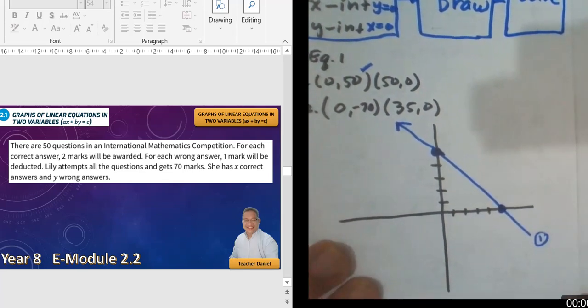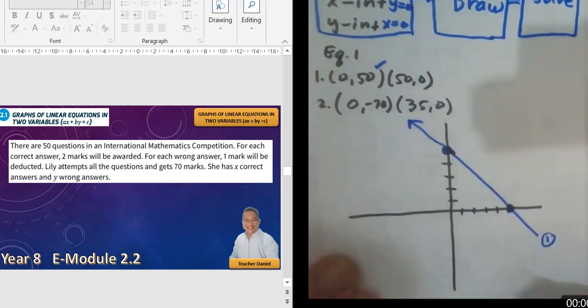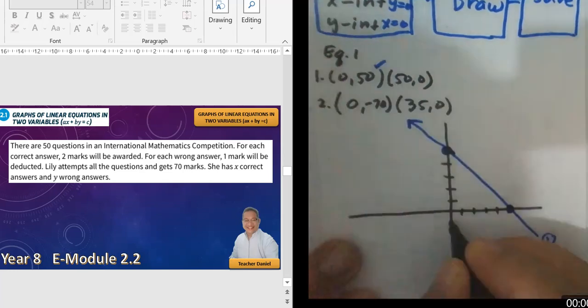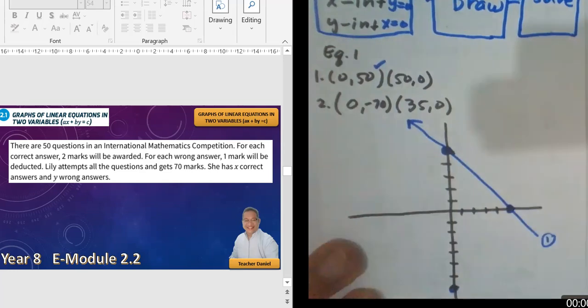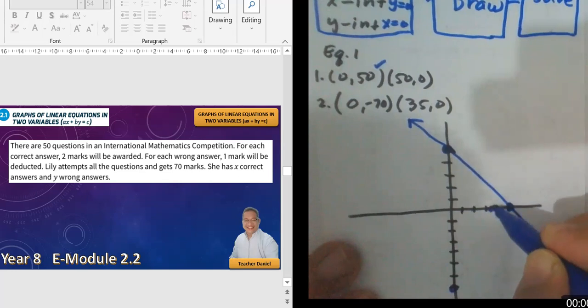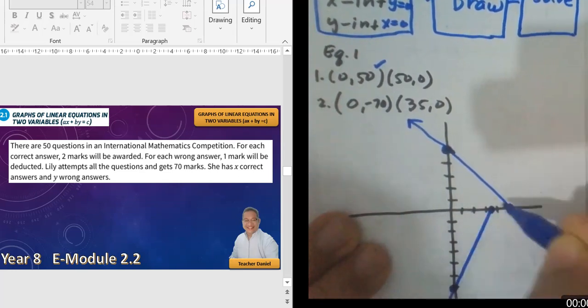Now let's try to draw, where is that one? (0, -70). So we need to plot -70: 10, 20, 30, 40, 50, 60, 70. So this is now one of the points of the equation. And (35, 0): 10, 20, 30, 35. So maybe it's here. And then now you draw a line.